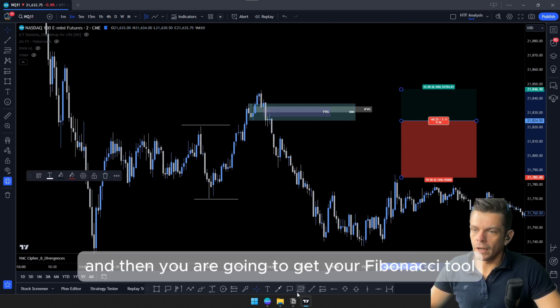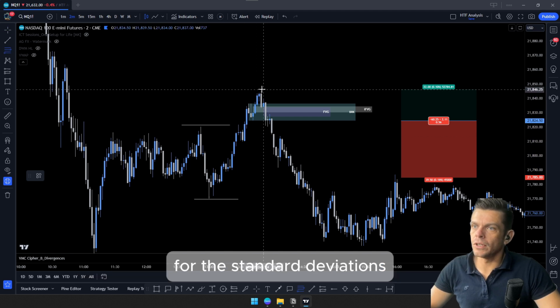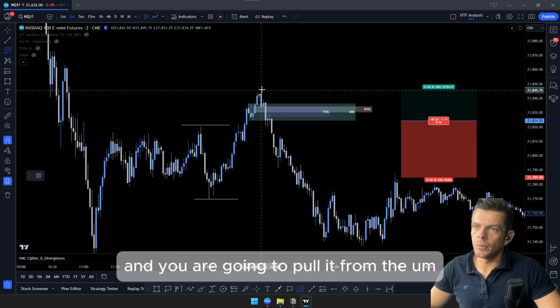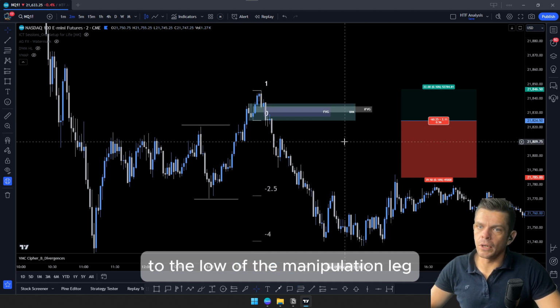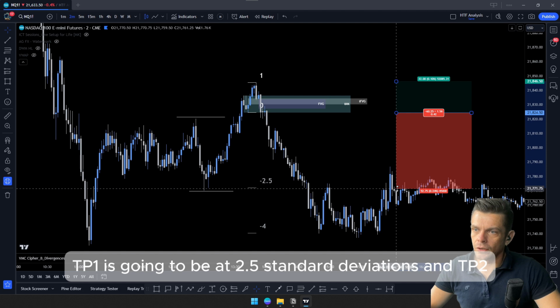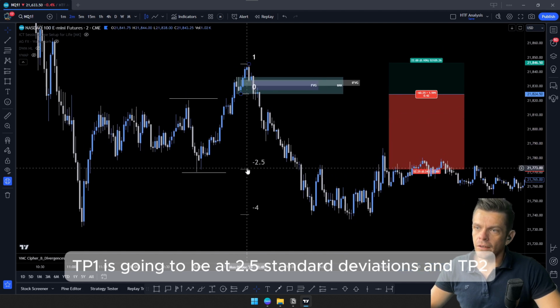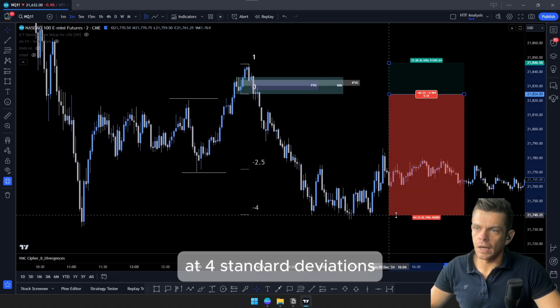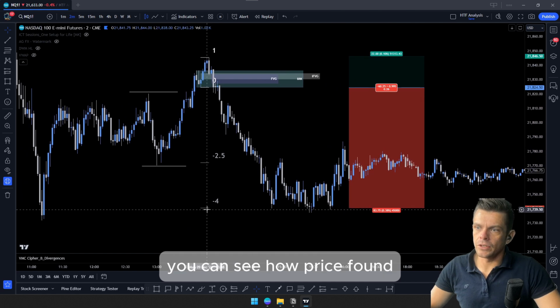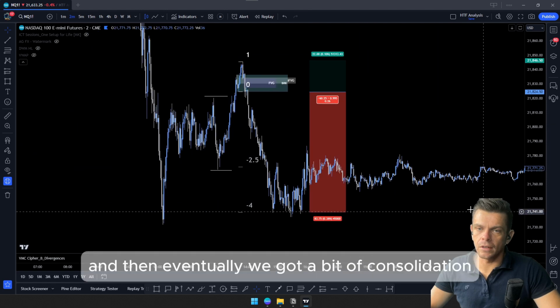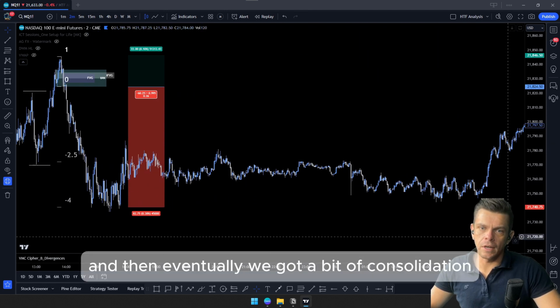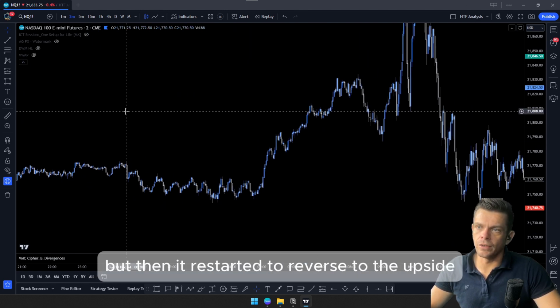Then you are going to get your Fibonacci tool for the standard deviations, and you are going to pull it from the high of the manipulation leg to the low of the manipulation leg. TP1 is going to be at 2.5 standard deviations and TP2 at 4 standard deviations. You can see our price found support at 4 standard deviations, and then eventually we got a bit of consolidation, but then it started to reverse to the upside.